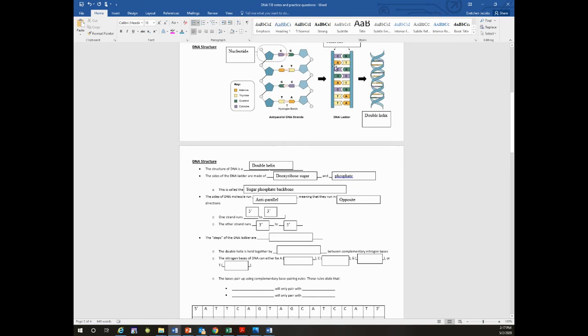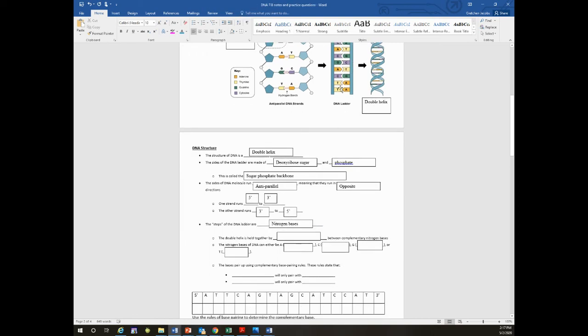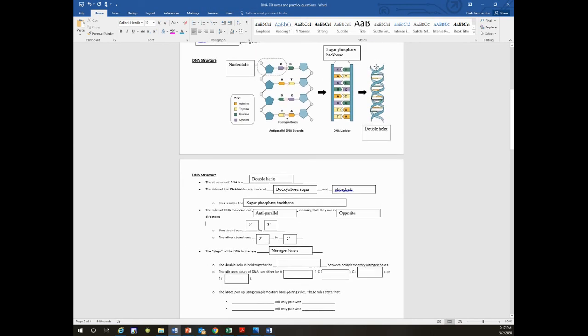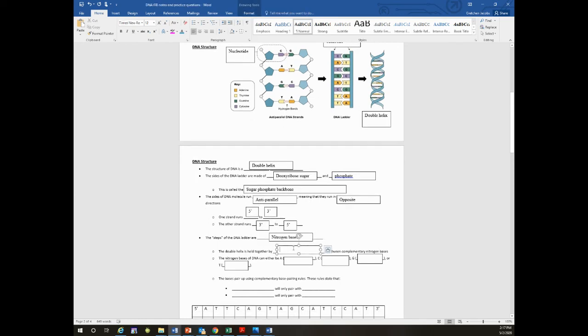Our steps of the DNA ladder are these nitrogen bases, and they bond together to hold this whole double helix together by hydrogen bonds.